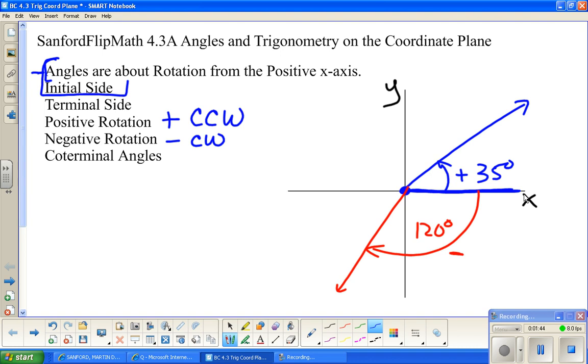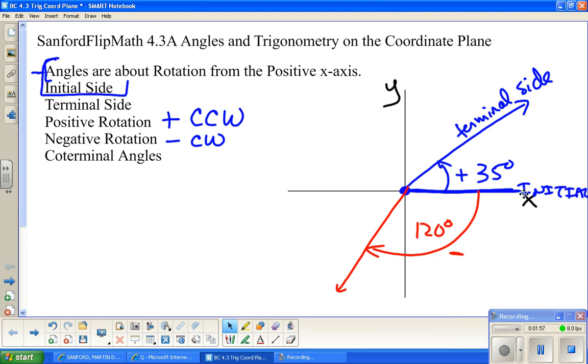Wherever the angle stops is called the terminal side. So again, the initial side is always the positive x-axis, and then the terminal side is wherever the rotation stops. So if we go negative 120, sorry, the terminal side is right there. Terminal basically just means end.